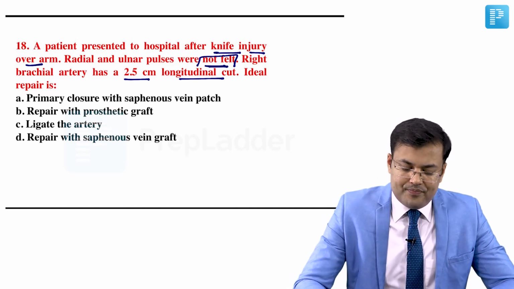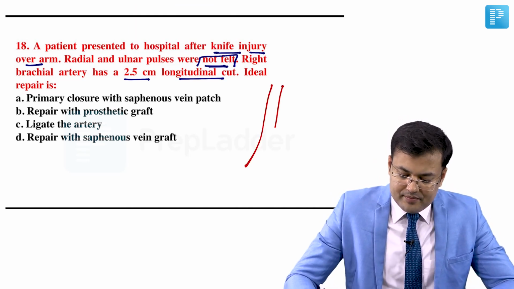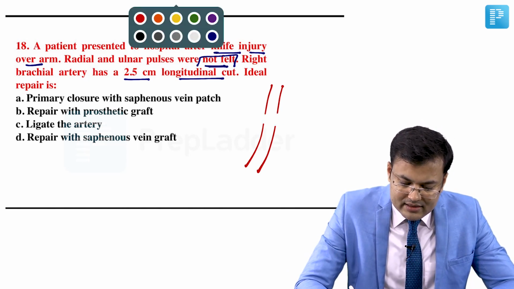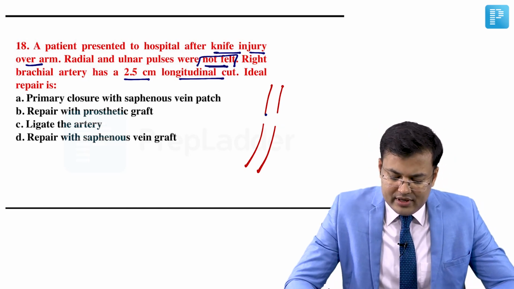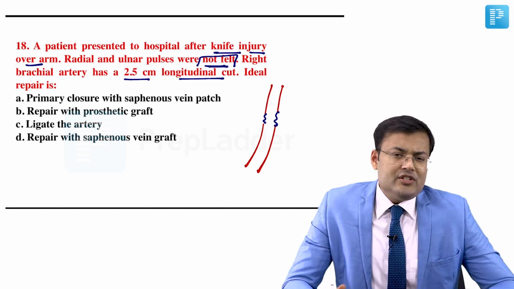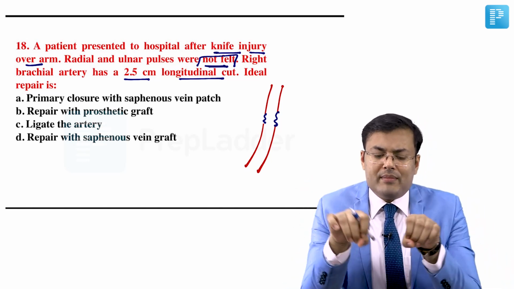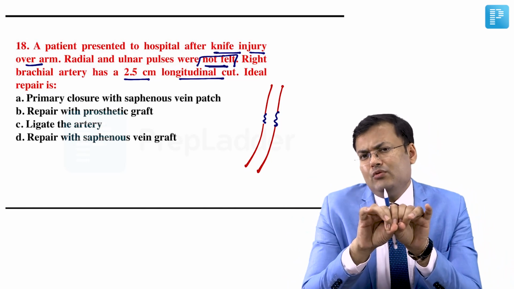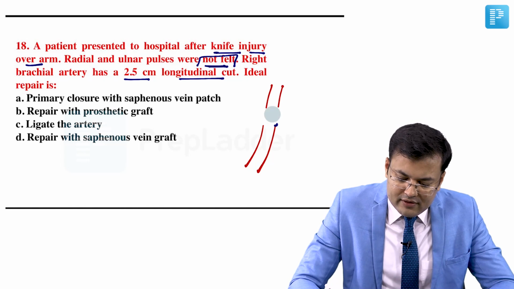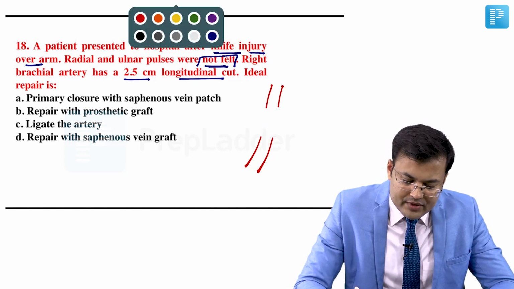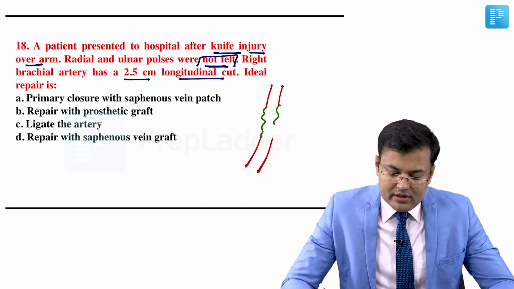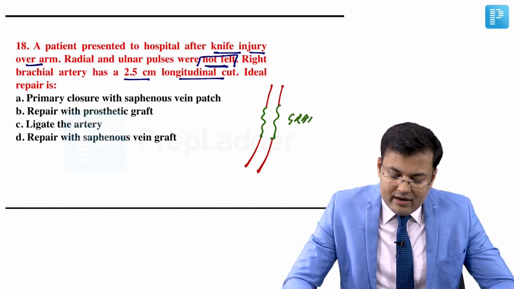Ideal repair? Now see, suppose this is the brachial artery. If this artery has some kind of cut like this, without any gap, we can go for end-to-end repair. So in any vascular injury, arterial injury, if you can perform end-to-end anastomosis, you should go for it. If it's not possible, why? Because the length of injury is longer. So if end-to-end anastomosis cannot be done, we should go for the interposition graft.